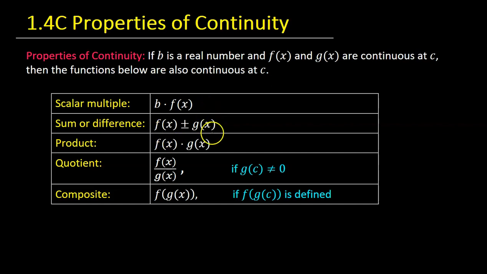If you take two functions that are continuous at c and you add or subtract them, then the sum or difference will also be continuous at c. If you take two functions that are continuous at c and you multiply them together, then the product will also be continuous at c. If you take two functions that are continuous and you divide them, then the quotient will also be continuous at c, as long as the value of the denominator does not become 0.